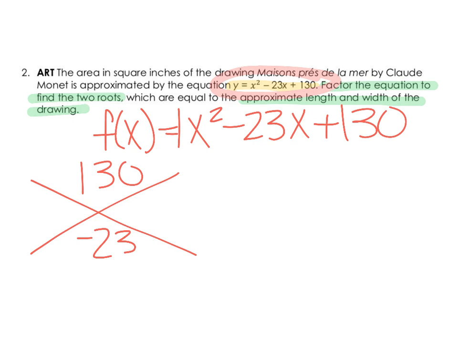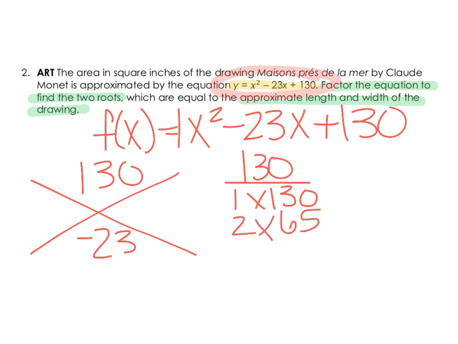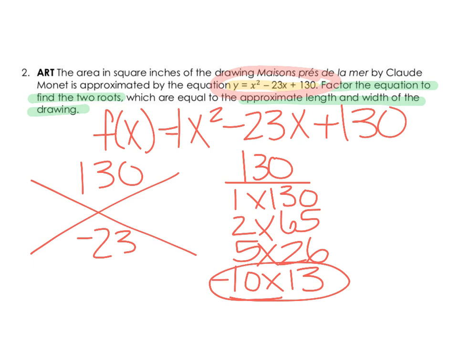If we can't think of them off the top of our head, we start by listing out the factors of 130. So 130 times 1, 2 times 65, that's not going to give us negative 23. 5 times 26, still not going to give us negative 23. Next one would be 10 times 13. And that's our winner, because we can make a negative 10 and negative 13. And that's going to give us positive 130 and negative 23. So negative 10, negative 13, there's our two factors.